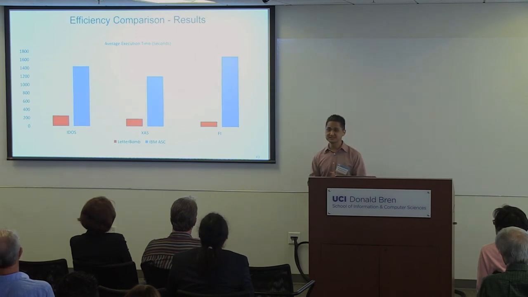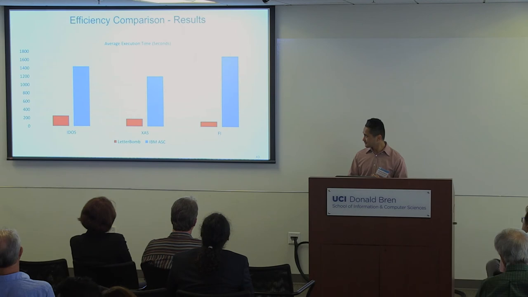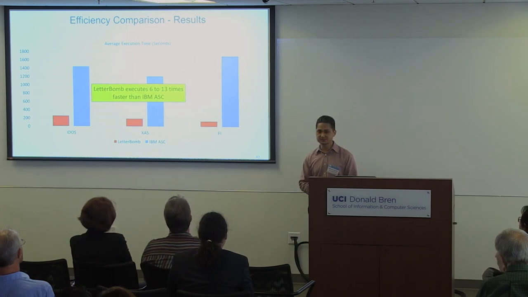Okay, we also did an efficiency comparison of Letterbomb with IBM Ask. And here what we're finding is that in terms of efficiency, Letterbomb is 6 to 13 times faster. And so actually Letterbomb can do its analysis on average between 2 to 4 minutes.